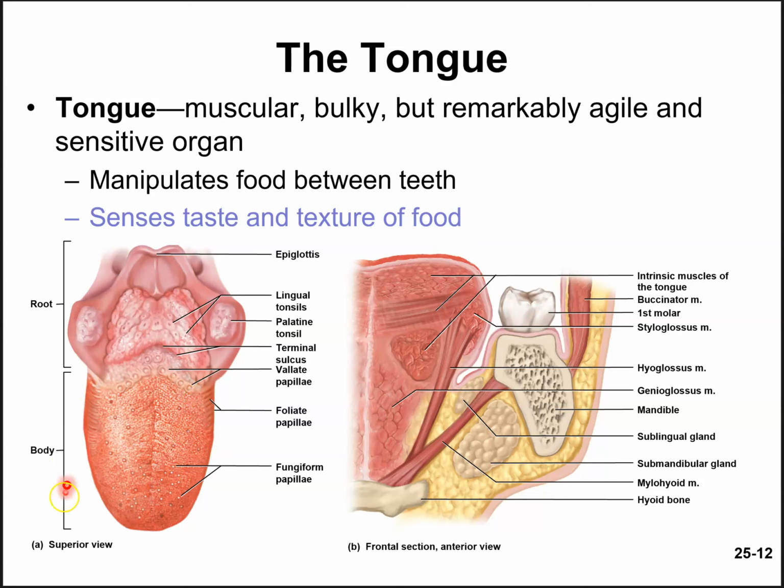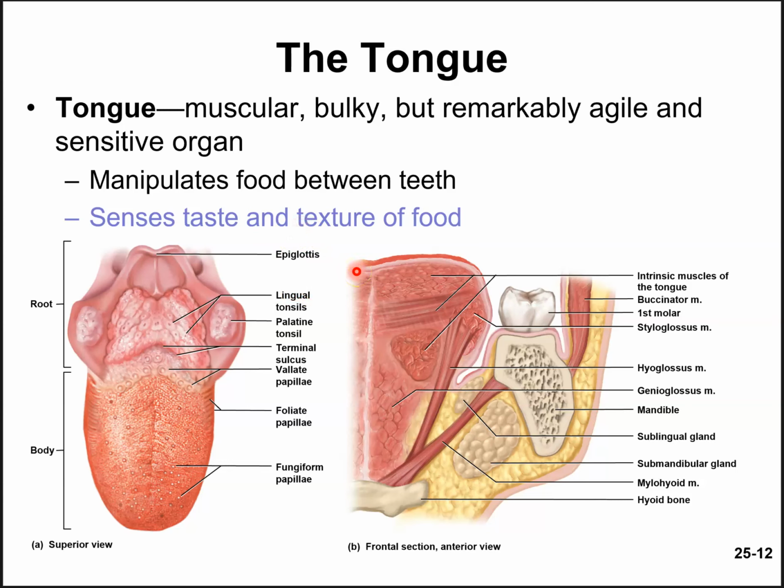So the front of the tongue is known as the body, and the back region of the tongue is known as the root. The root goes pretty deep, and the epiglottis is the flap that is made up of elastic tissue, and it basically closes the trachea and laryngeal region just to prevent food from entering into the respiratory tract.